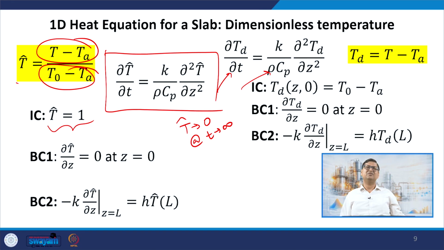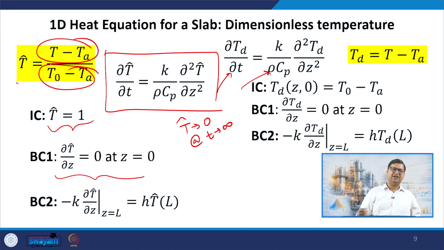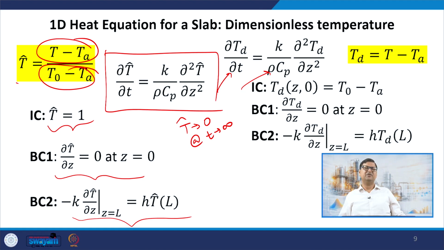regardless of what the ambient temperature and the temperature of the slab are. The same thing holds true if the slab was colder to begin with and the ambient was hotter; we always have a T cap variable, a dimensionless temperature, that is always going from 1 to 0, always decreasing. That makes it much neater. Boundary condition 1 is unaffected because the denominator is still a constant, and boundary condition 2 is also more or less unaffected. We simply replace T by T cap, and the denominator will cancel in both left and right.